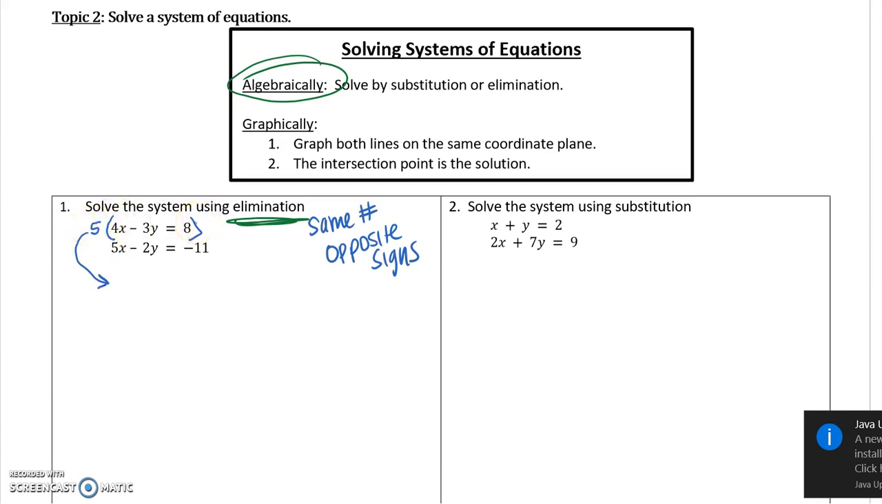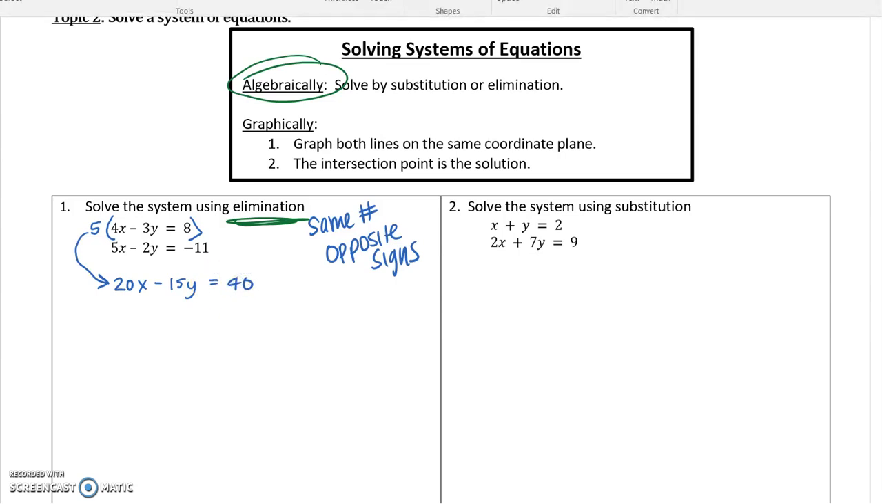All things by 5. So 4 times 5 is 20, 5 times -3 is -15, and 5 times 8 is 40. Now look at the second equation. I need the same number but opposite signs, so I will multiply the bottom one by -4. Again, I'm trying to make both numbers be 20. So this is now -20x, positive 8y, and then positive 44.